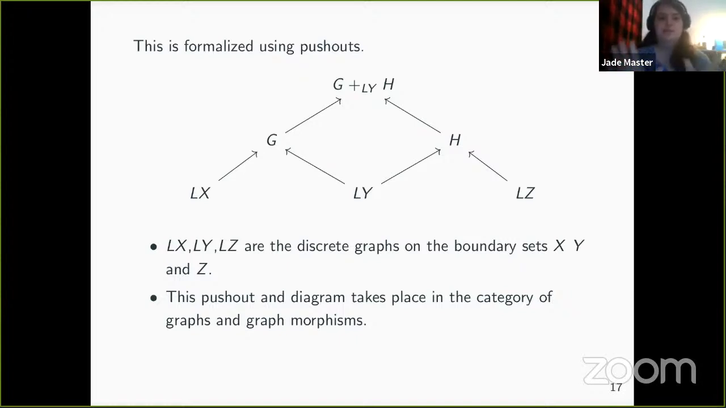And then you stick these two cospans together, representing open graphs. And to glue them together, you take the pushout over this center diagram. And that gives the gluing that I described earlier.